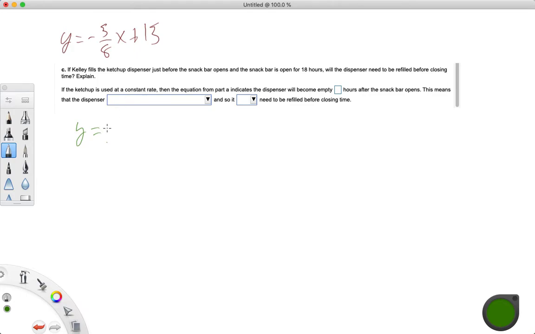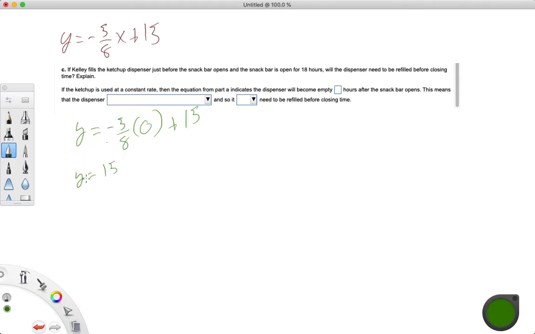No time has passed, so negative 5/8 times 0, no time, plus 15. So that means when she first fills it up, it's at 15 inches. Why? I still don't understand why we're measuring with inches for a volume, but still at inches.